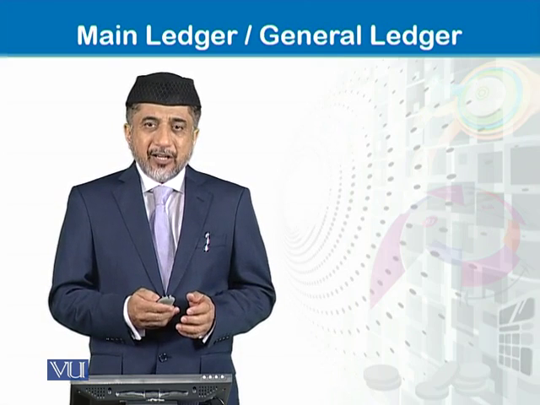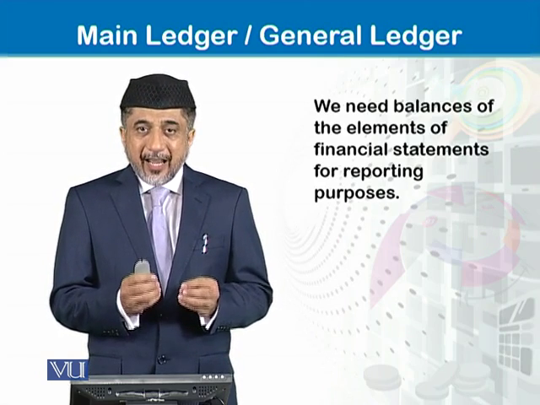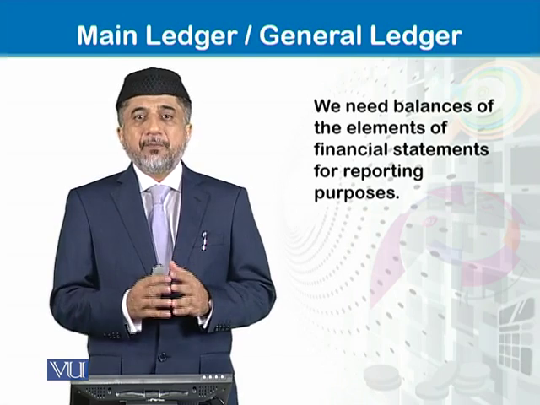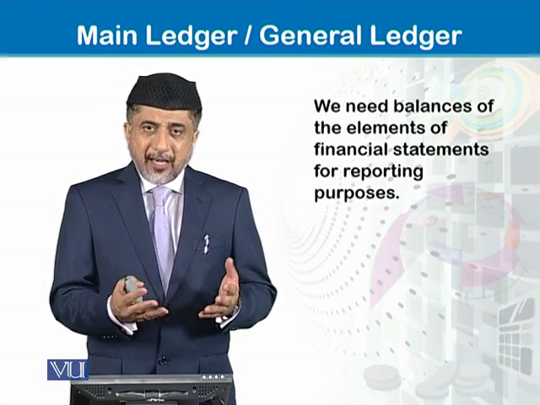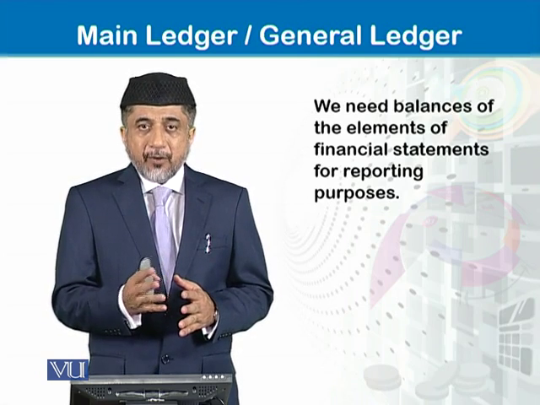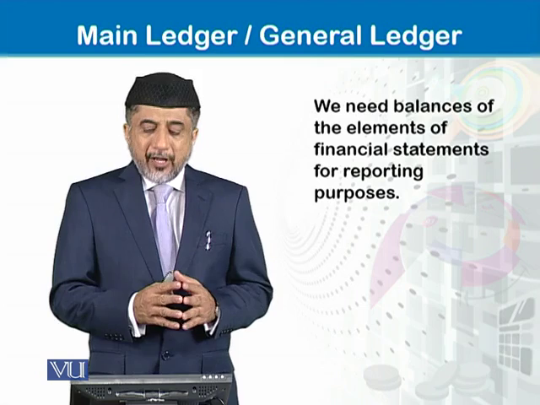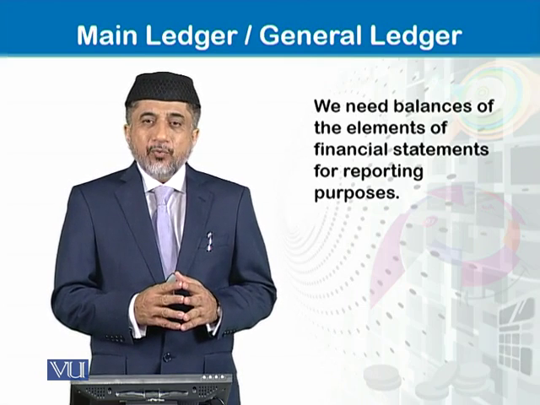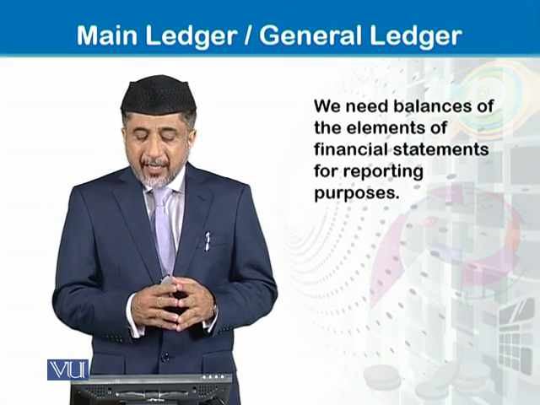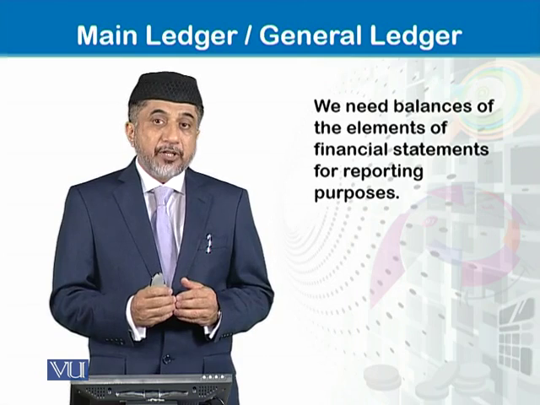So, main ledger, general ledger, or nominal ledger is in fact the name of a book in which different summaries are prepared. Let's call it main ledger from now on. By the way, main ledger, general ledger, and nominal ledger are the three names of the same book. We can use either name. In this main ledger, we prepare summaries of each accounting head, which in fact give us the balance at the end of the reporting period.